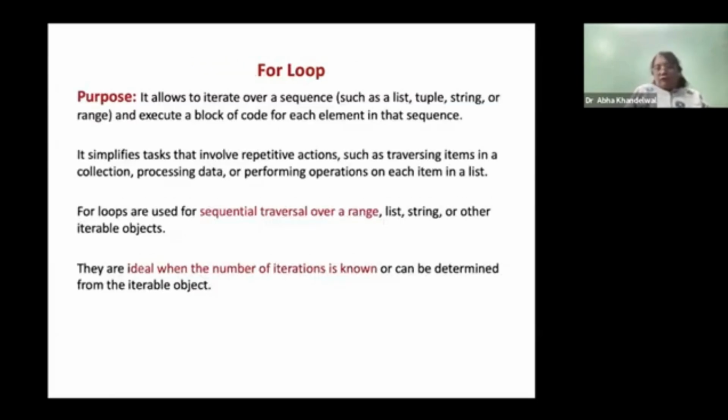Now next is the for loop. The purpose of a for loop is again iterating, that means repeating over a sequence. This is something new compared to the while loop: it gives you the facility to iterate over a sequence, a list, a tuple, a string, or a range, and execute a block of code for each element in that sequence. You will have to understand it in a better way, so please be attentive now.